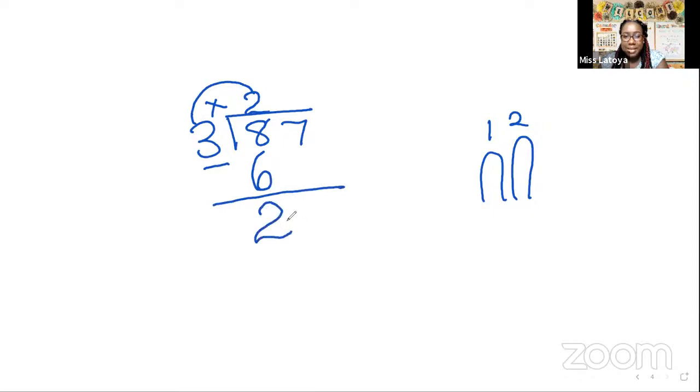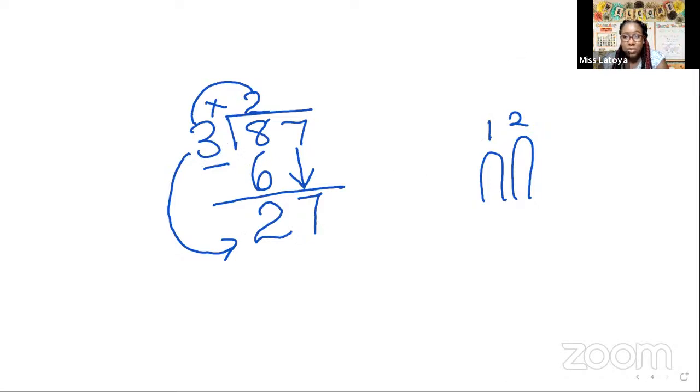What is my next step? My next step is to bring down. What am I bringing down? I am bringing down the 7. Now I am going to divide. What am I going to divide? I am going to say 3 into 27. This is the number I have here. I don't have 2 and I don't have 7. I have 27. How much times could 3 go into 27?